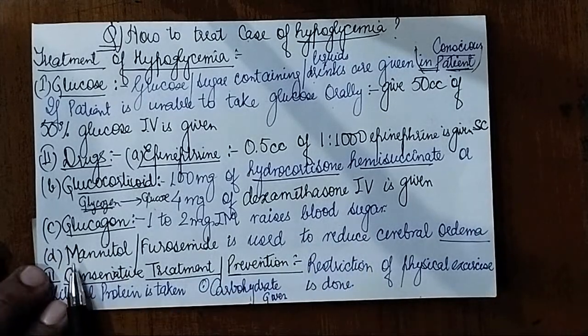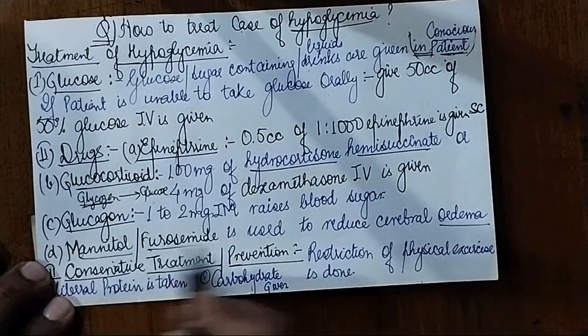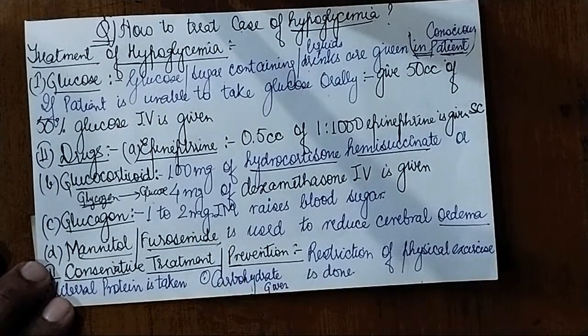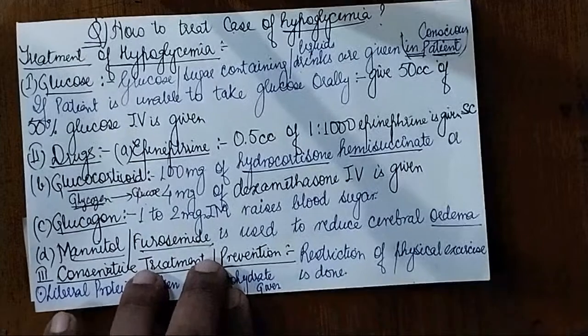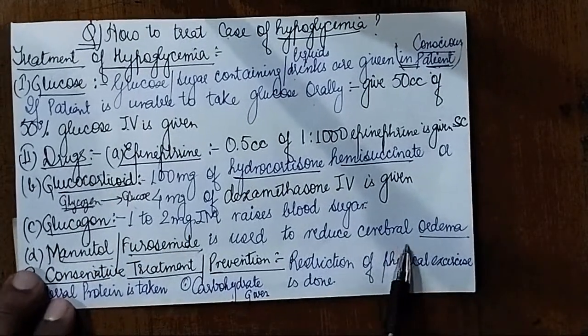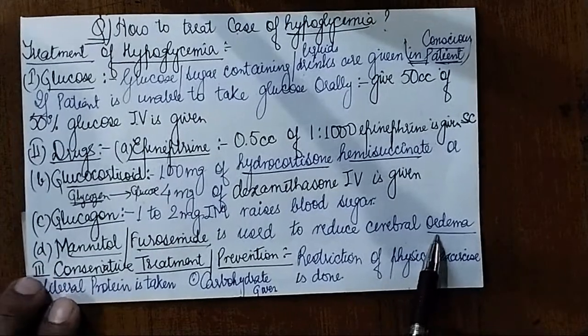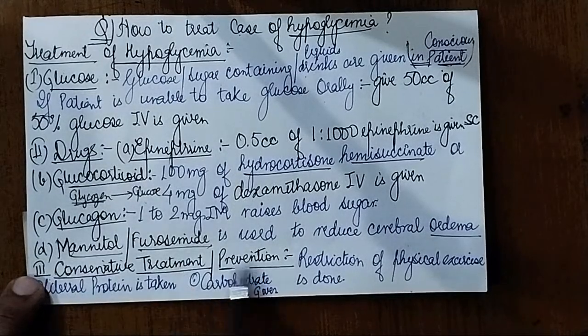And the last drug is mannitol or furosemide. These are the drugs used for diuresis. So for diuretic treatment, mannitol or furosemide is given to reduce the symptoms of cerebral edema. The next treatment of hypoglycemia is the conservative treatment or prevention.